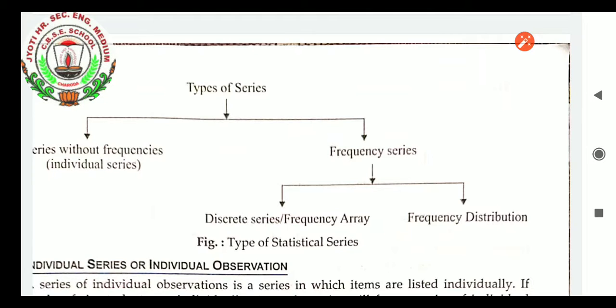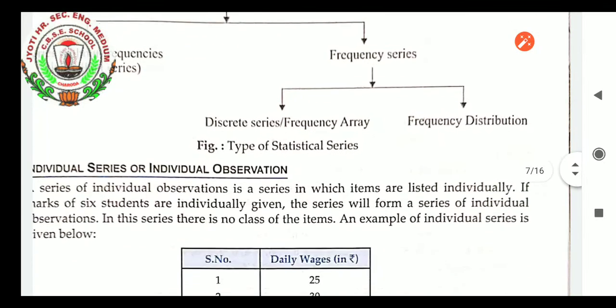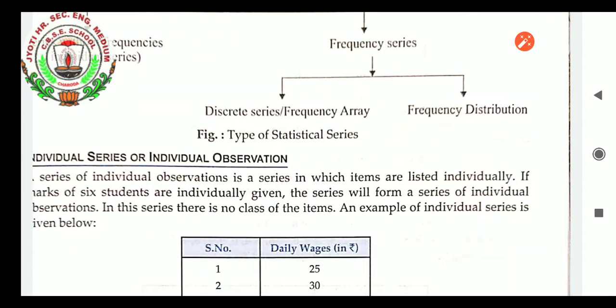Statistics, we are continuing with the organization of data, students. Today we are going to learn types of series. I will explain them to you. There are two types of series, students.